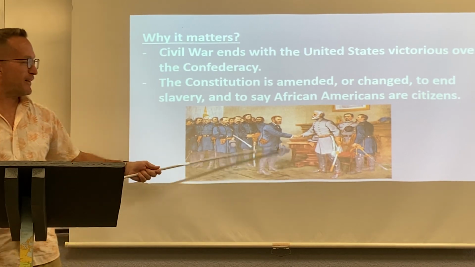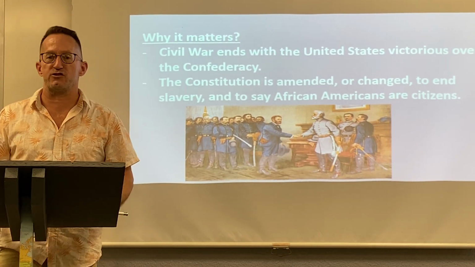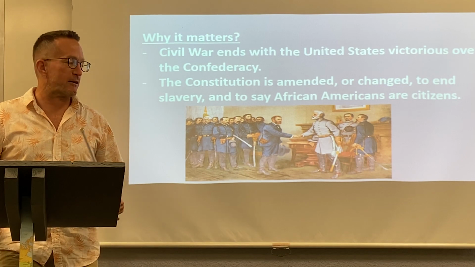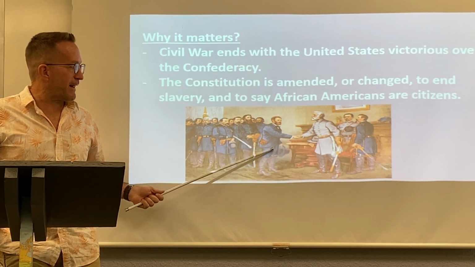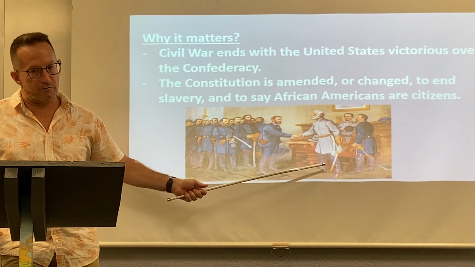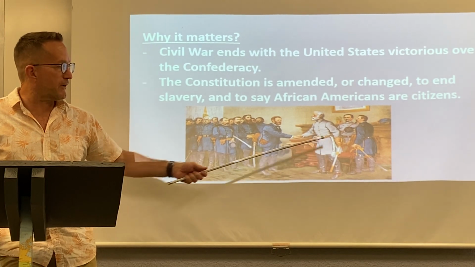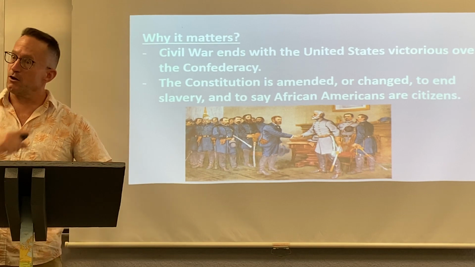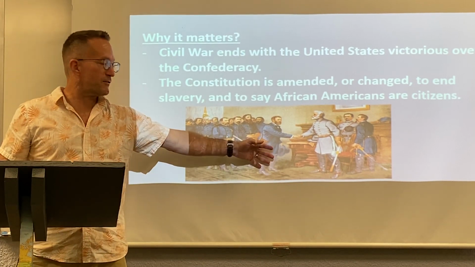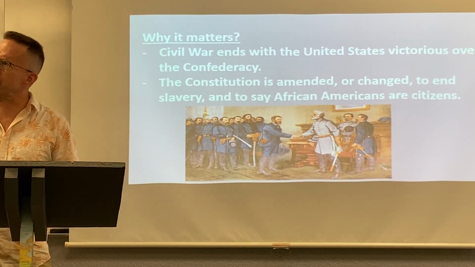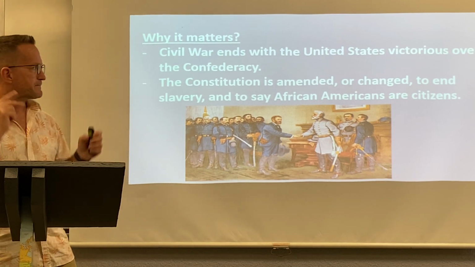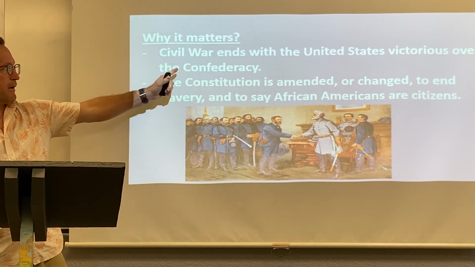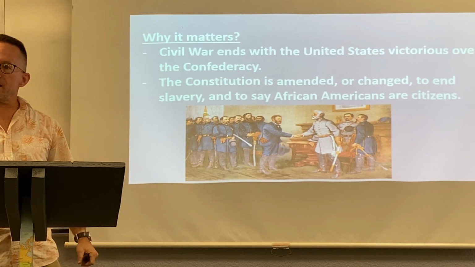So this is Appomattox Courthouse, Virginia, where the final major battles of the Civil War are happening. And this is the formal surrender of the Confederate armies of Robert E. Lee to General Ulysses S. Grant, who after the war becomes elected president, serves 2 terms as president. So the United States defeats the Confederacy.